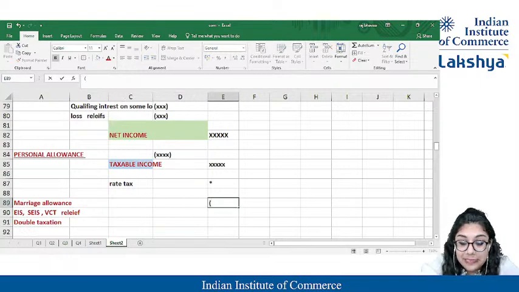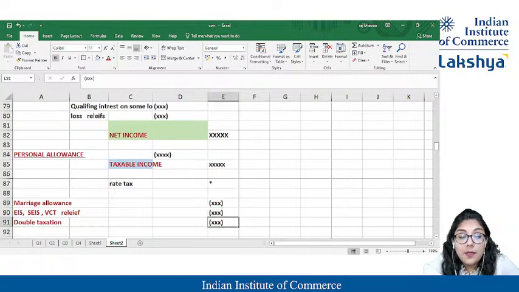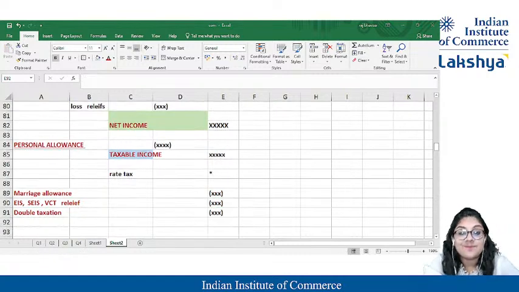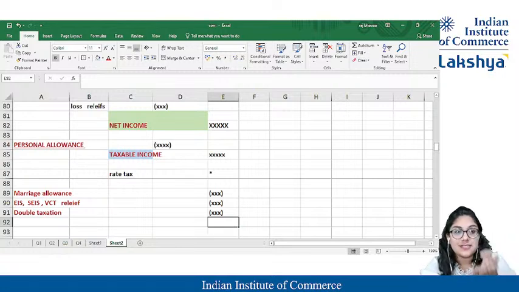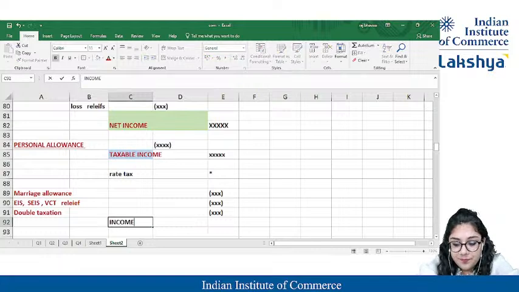If you are having any income like that or any taxes on that, please reduce that. At the end, what do you get? This is my income tax liability. Now, so much is the income tax I'll have to pay. So this is known as income tax liability.